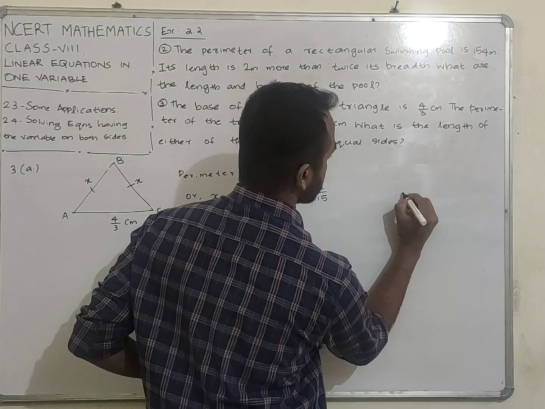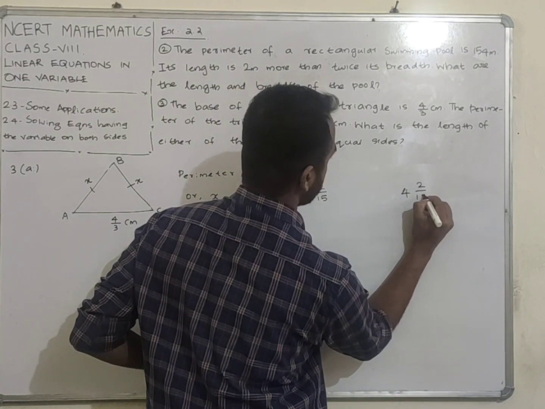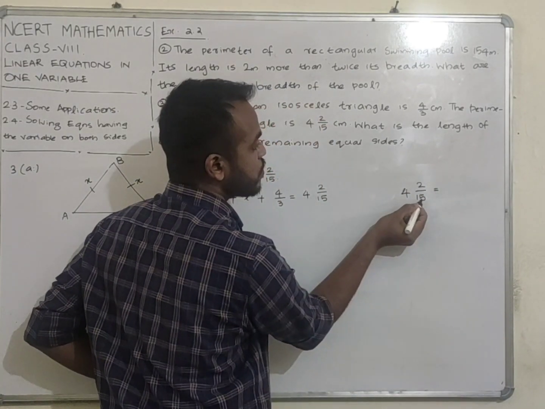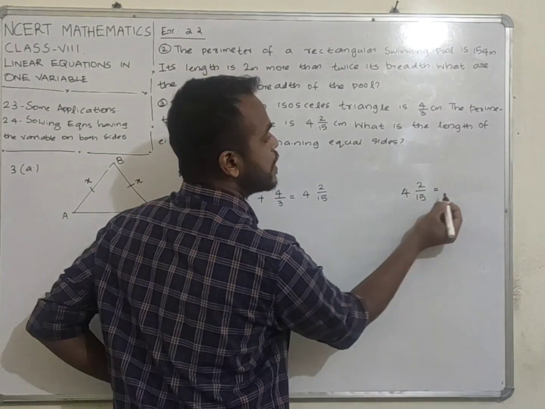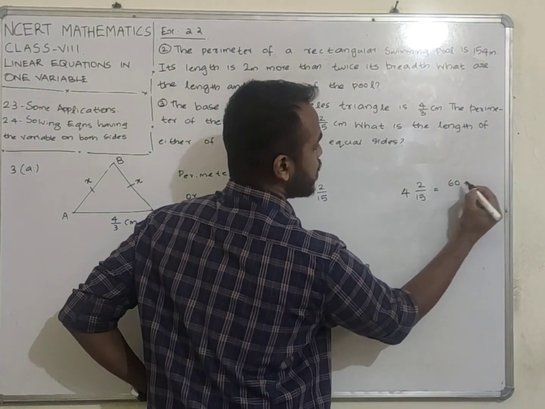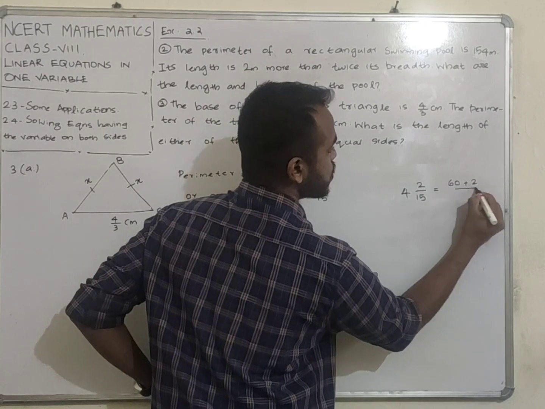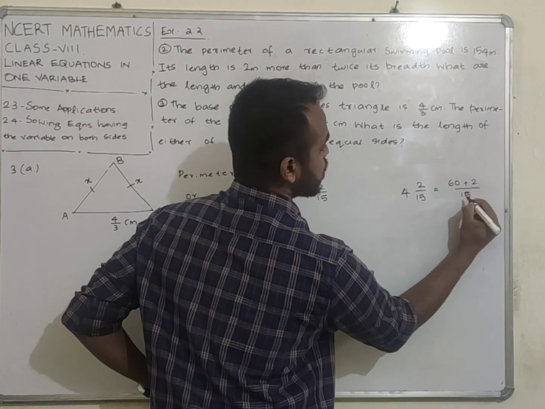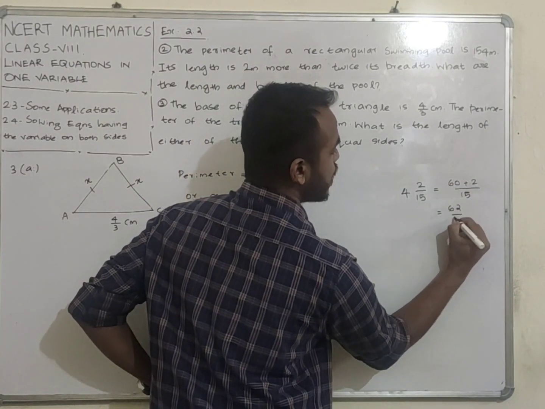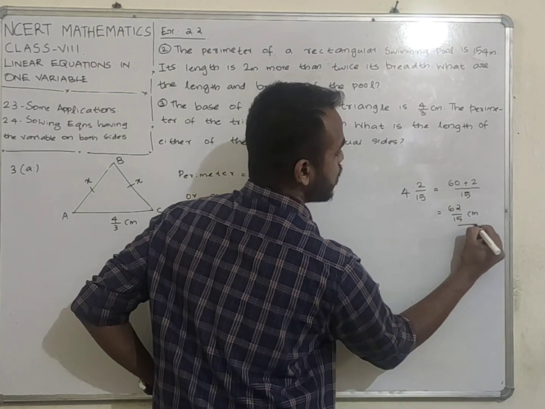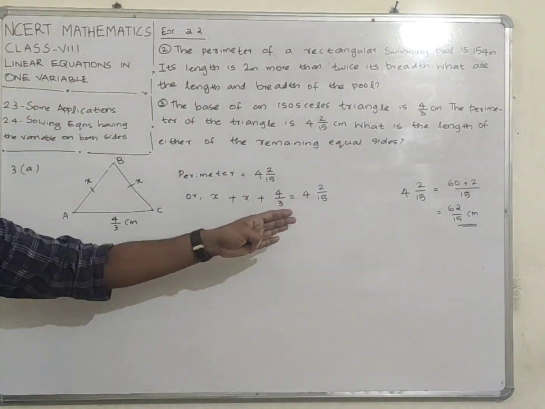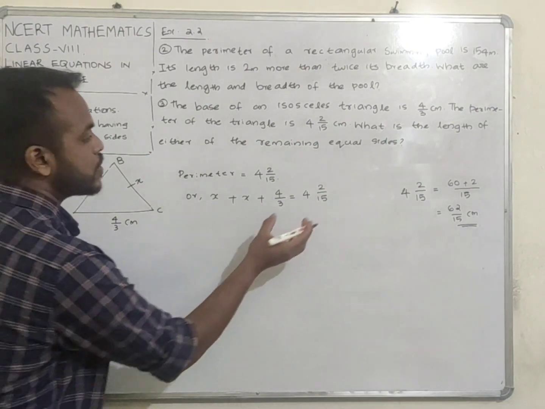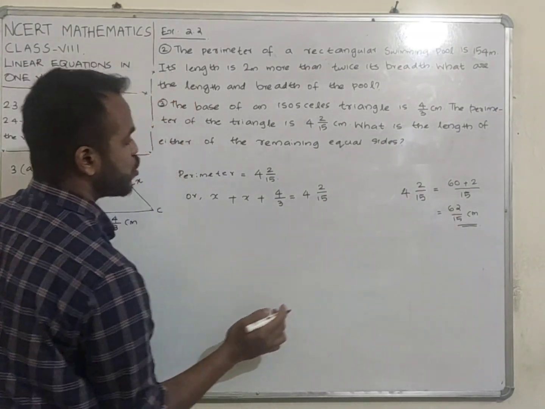If you don't, please listen carefully. 4 2 by 15. How will you do this one? 15 into 4, that is 60. 60 plus the numerator, divided by the denominator. So what is that? 62 by 15 centimeter is the perimeter. So instead of 4 2 by 15, we can write 62 by 15.